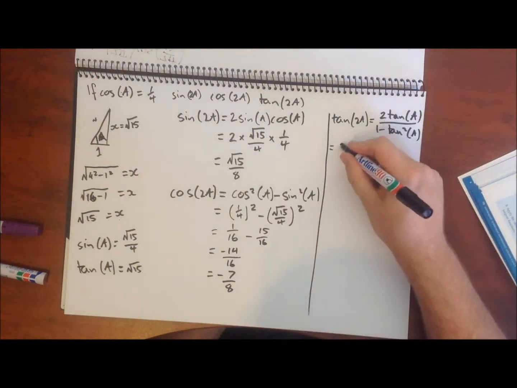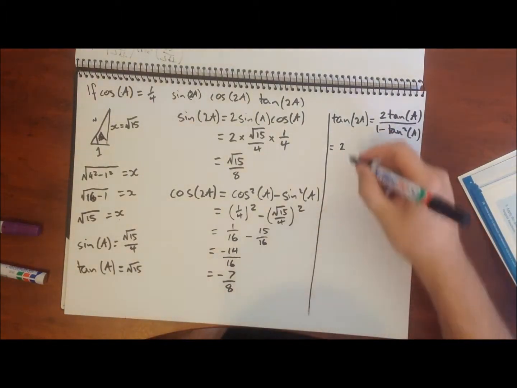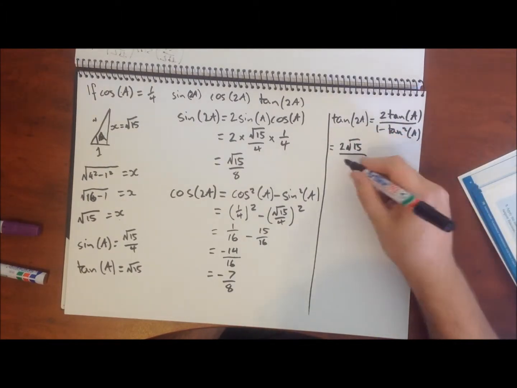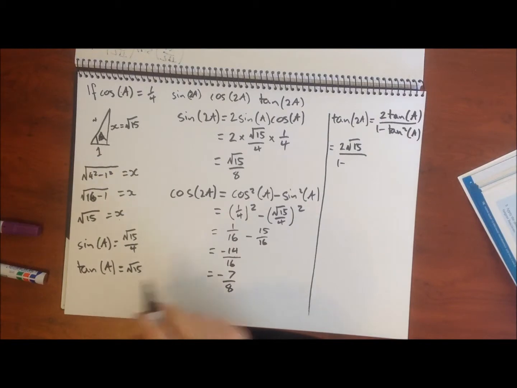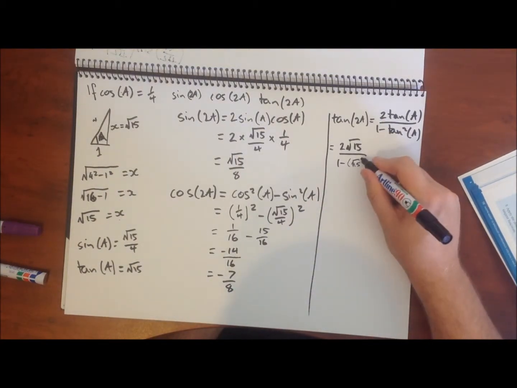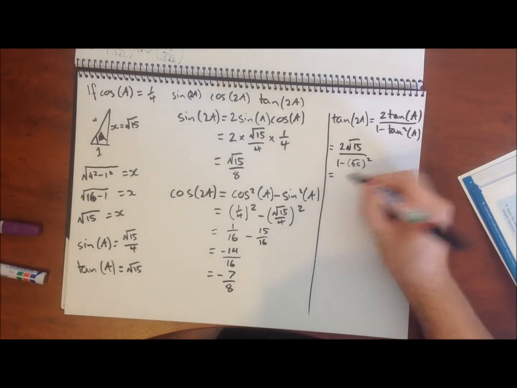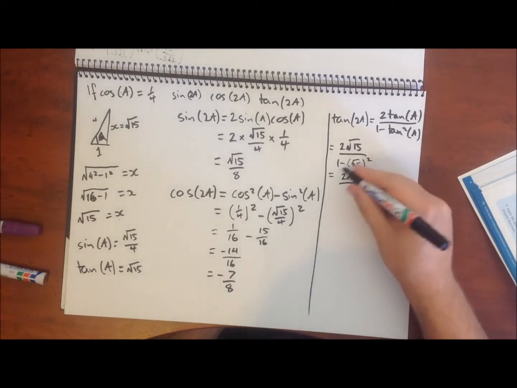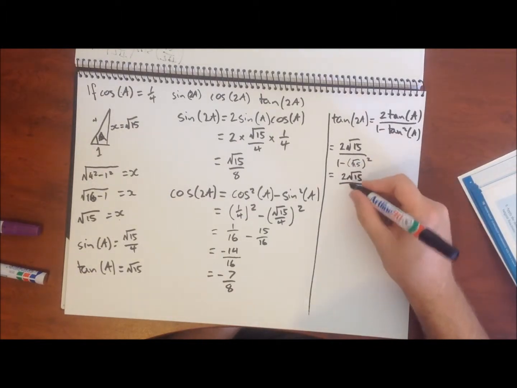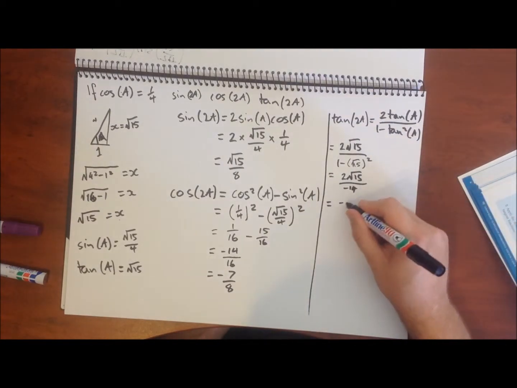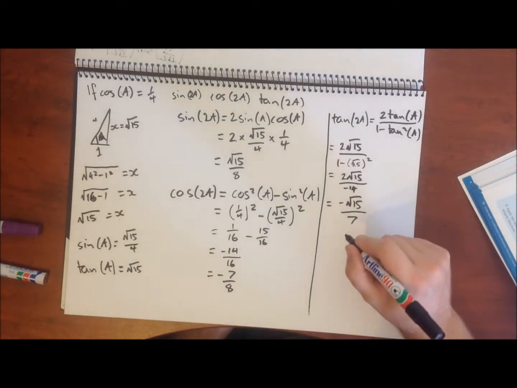So we've got 2 times tan of a, which was root 15, so we've got 2 root 15 over 1 minus tan squared of a. So it's root 15 squared. So we've got 2 root 15 over 1 minus 15, which is minus 14. Okay, so we can say we're negative root 15 over 7.